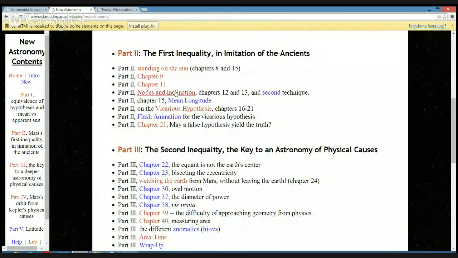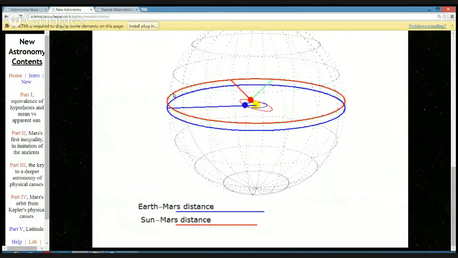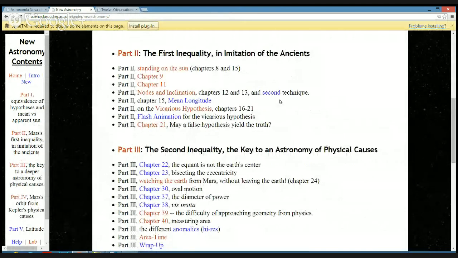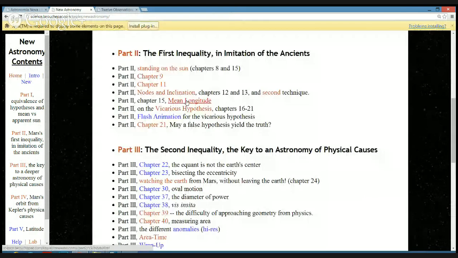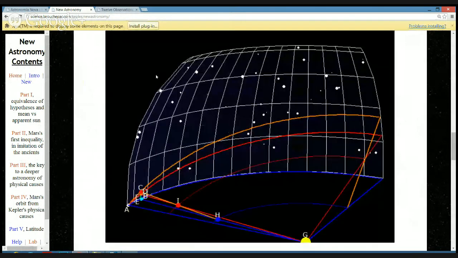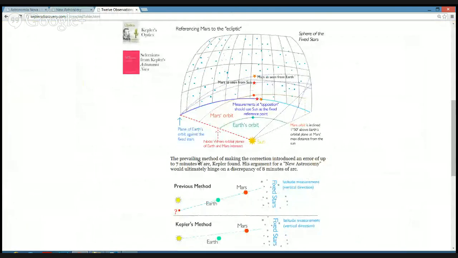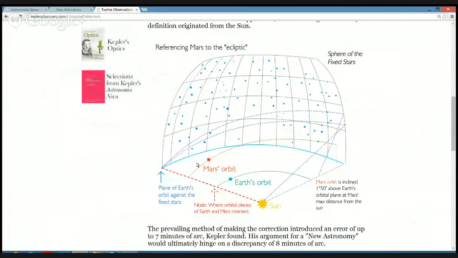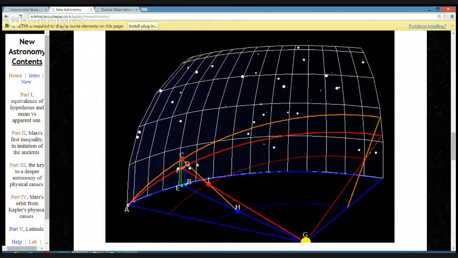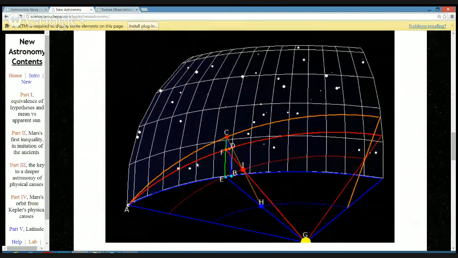No, that's not it either. First inequality. No, where is that thing? Chapter 1. Oh, here it is. Okay, yeah, there we go. So here you get the brand X. I mean, it's just so similar.